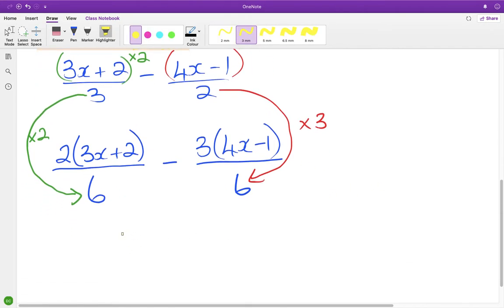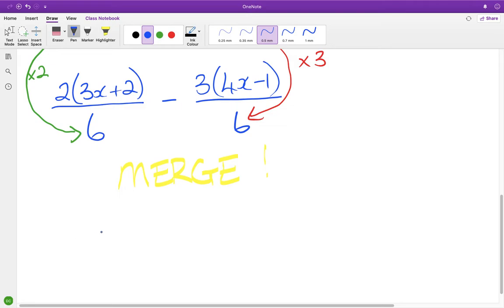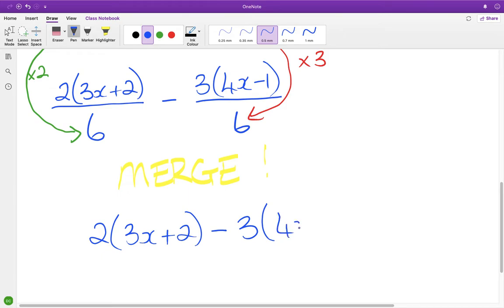Okay, now at this point I think something really helps. You don't have to do it, but I think it helps if you merge them. By that I mean if they both have the same denominator, you can just write them as one big sum. So it's 2 bracket 3x plus 2, I have a minus here, and then 3 bracket 4x minus 1, and put it over 6. Since they were both over 6, you can combine them and put them over a single common 6.